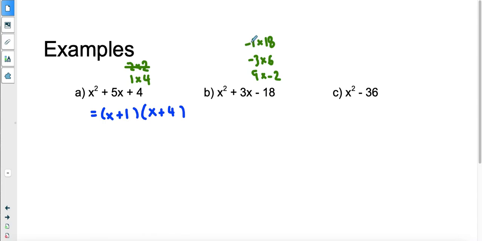Okay, let's start with the first one. We need to check to see which one of these add to give the middle number, 3. Well, the first one here, negative 1 plus 18 does not add to 3. So this one does not work. Okay, my next one here. Negative 3 and 6. Negative 3 plus 6 is 3. It does add to my middle number here. So these are my two numbers that are going to go inside my brackets here. I'm going to have x minus 3 and x plus 6.